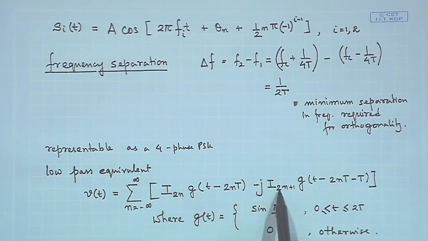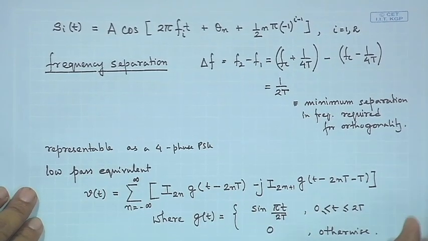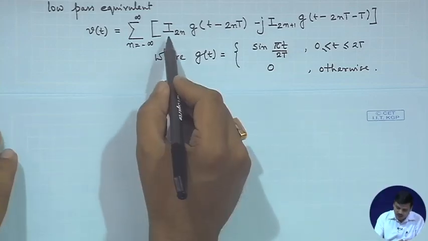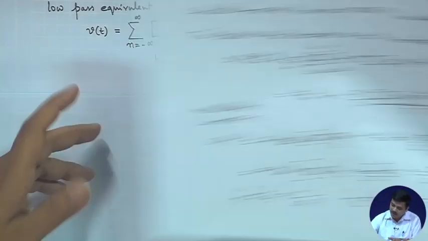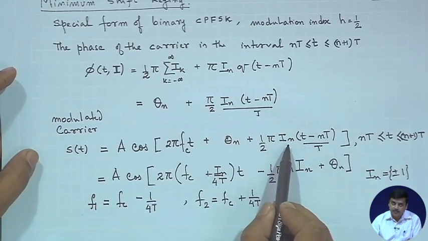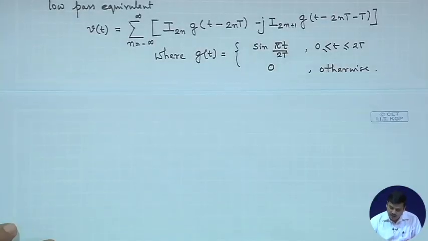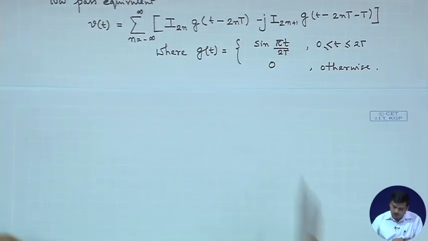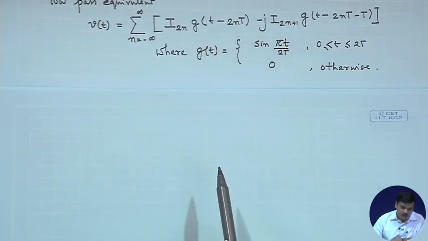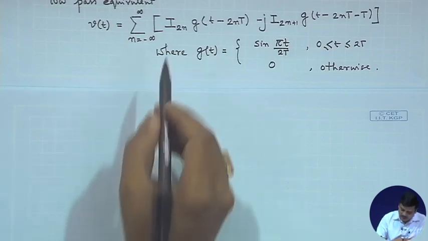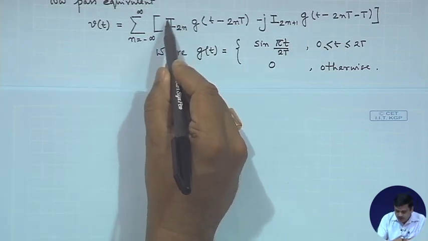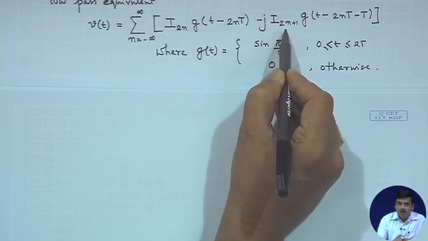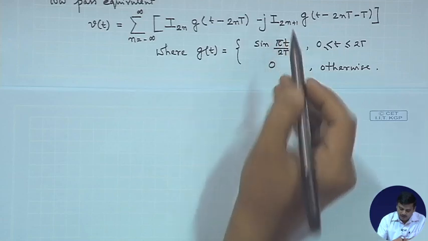Now, we have I_2n and I_2n+1, and we have some g associated with that. I would like to explain briefly what is the meaning of writing it in this form. In the previous expression, we had I_n, but now we have I_2n and I_2n+1. The reason for writing it this way is that we are taking the even sequence of symbols here and the odd sequence of symbols over here.